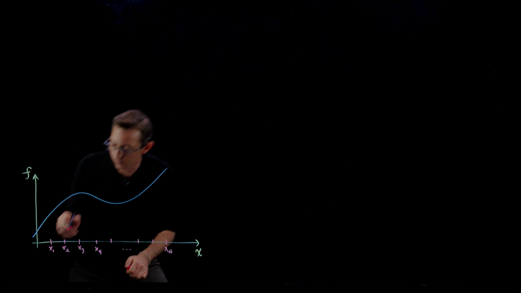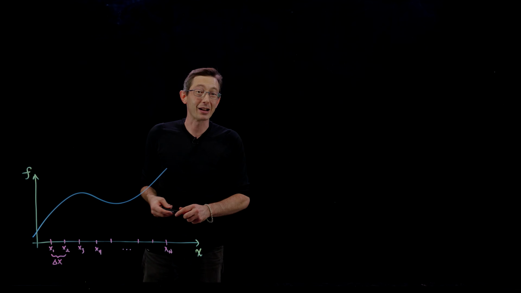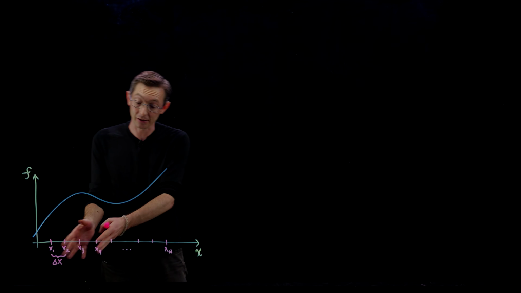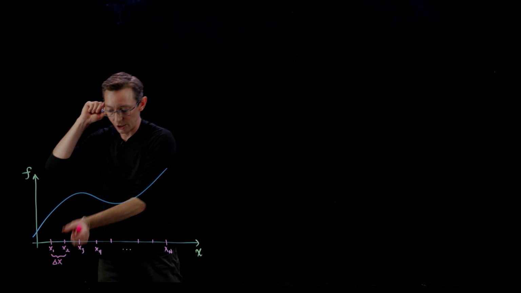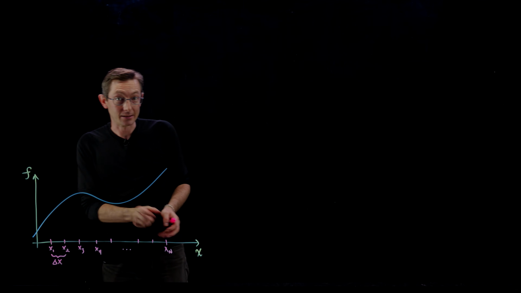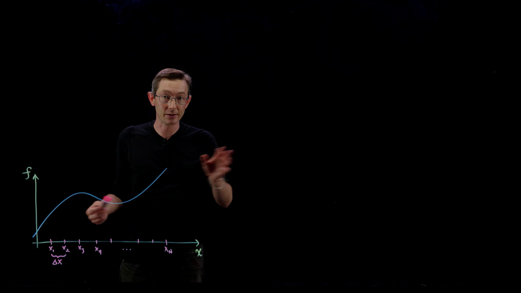And I'm going to assume that these are spread delta x apart. They don't have to be delta x apart. They could technically be unevenly spaced. I'll talk about that at the end. But for now, assume that each of these is spaced at a fixed delta x. If this was a function of t, these would be a fixed delta t. Those would be the delta t's from before.